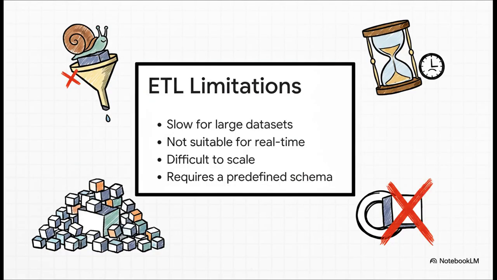That bouncer at the door, they can create a huge line. That transformation step becomes a massive bottleneck, especially when you have huge amounts of data. It's slow, it's also really rigid, because you have to define the exact structure of your data, the schema, up front. And that just doesn't work well when your data is changing all the time.